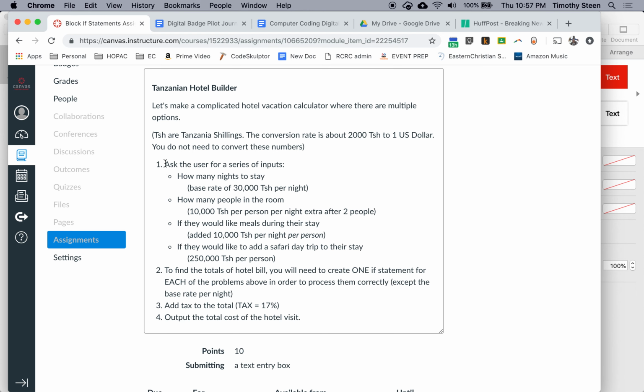Okay, remember the IPO model. You're going to think about what you need to do to input this information for questions. You're going to think about how to process that information, which is going to involve if statements. And you're going to think about how to then process the tax. And then you're going to output what the cost is. Now here I say just output the total cost of the visit. I'll show you how I did it.